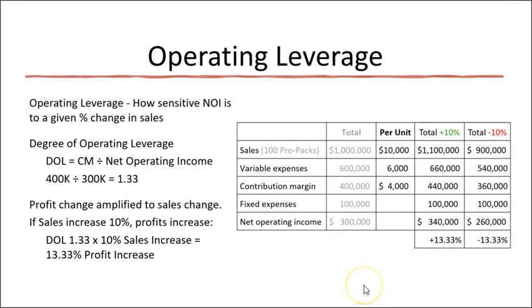Remember though, this works in reverse too. It cuts both ways. If sales drop 10% from 100 packs to 90 packs, or to $900,000, net income would also drop 13.33%.